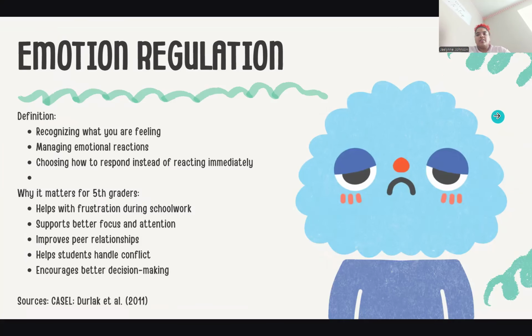So first, let's get into emotion regulation. So emotion regulation is the ability to recognize emotions, understand what may be causing them, and also manage how we respond. Now, this doesn't mean that students should just ignore their feelings or that they always have to be calm. The goal of this is for students to be able to experience an emotion without automatically reacting to it.